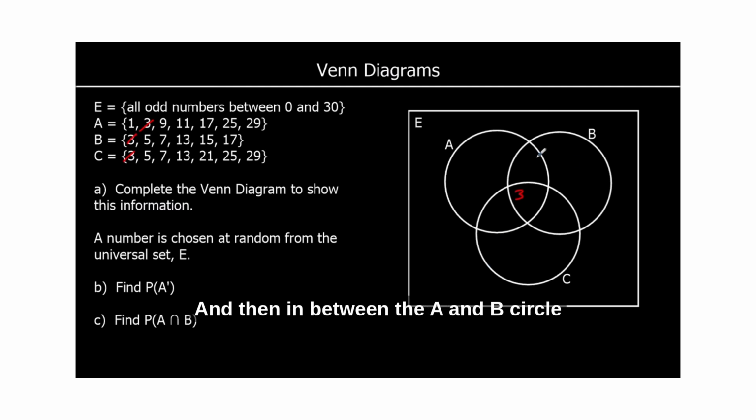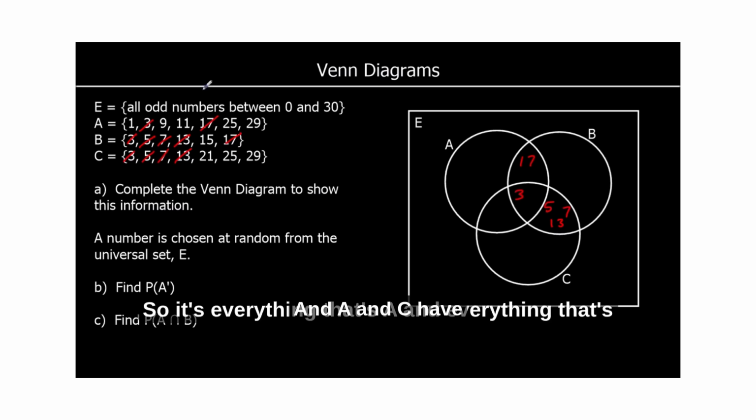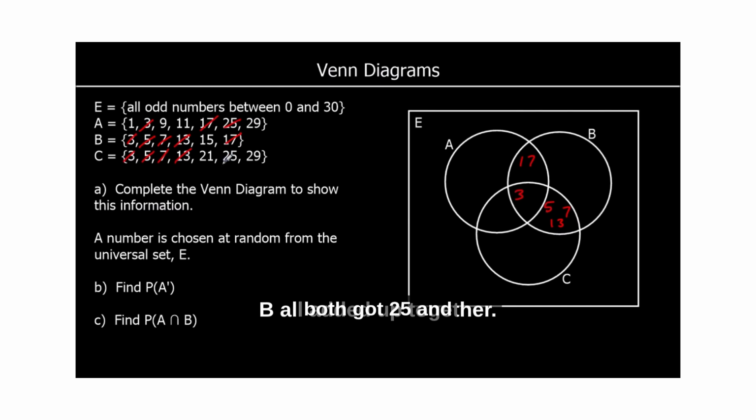And then in between the A and B circle is going to be anything else that A and B share. So A and B have both got a 17. So 17 is in A and B. And there's nothing else that they share. How about B and C? So B and C have both got a 5, a 7, and a 13. There's nothing else that B and C share. And A and C have both got 25 and 29.